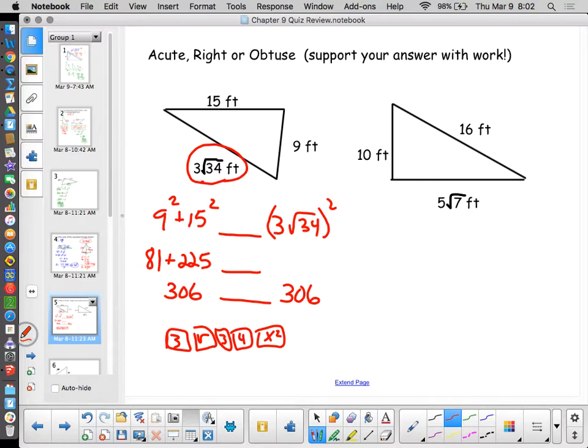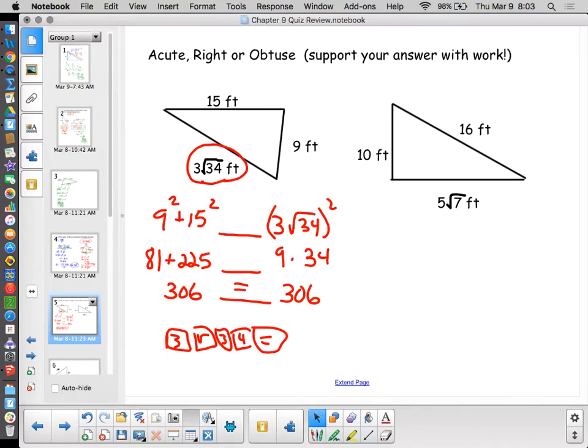So be careful about how you enter it in your calculator. You want to hit 3 root 34 equals, and then square that answer. So get the value of 3 root 34 first, and then square it. Or if you want to do it manually, 3 root 34 squared is 9 times 34, because I square both the 3 and the root 34. 9 times 34 is 306. They are equal, so what kind of triangle is that? Right.